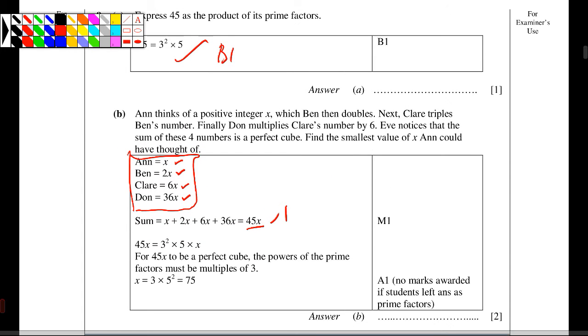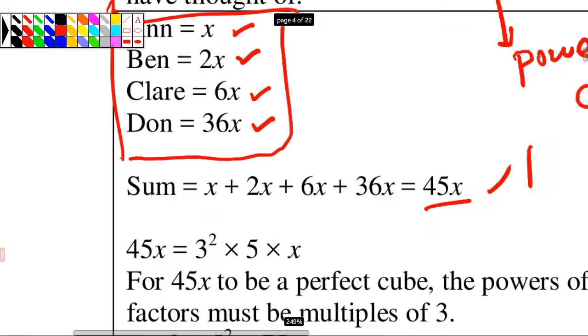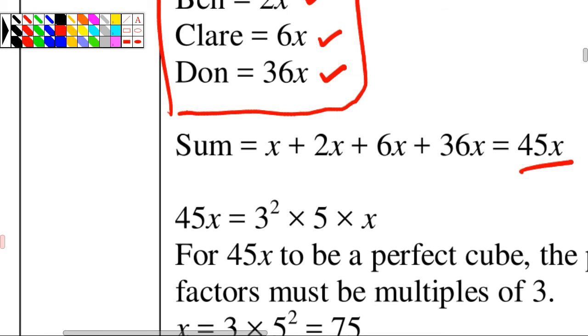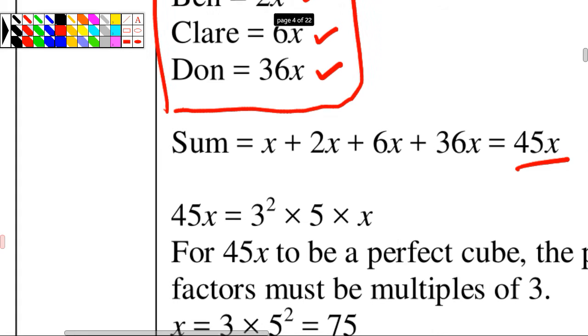Can you underline the words perfect cube? Means power divisible by 3. Or power is a multiple of 3. So what does perfect square mean? Power divisible by 2 or multiple of 2. Now let's look at a number again. 3 squared. How many 3s do I need? 1. Perfect cube. How many 3s do I need? 1. How many 5s do I need? 2. So the answer is 3 times 25. So the answer is 75.